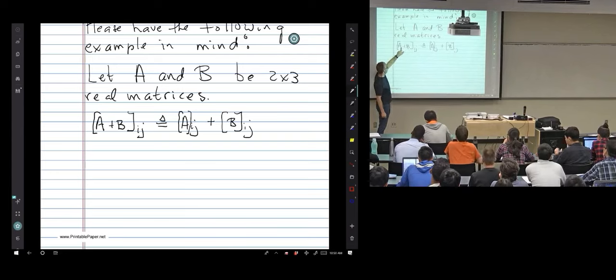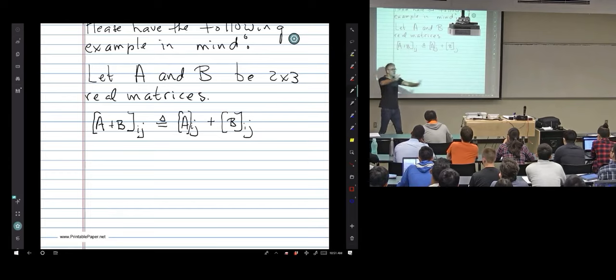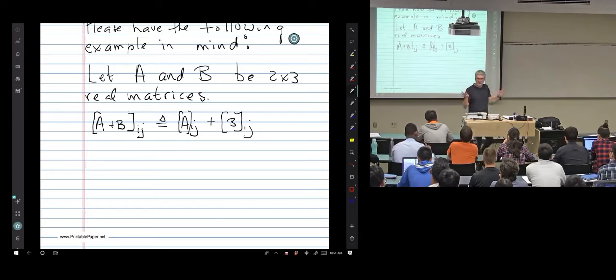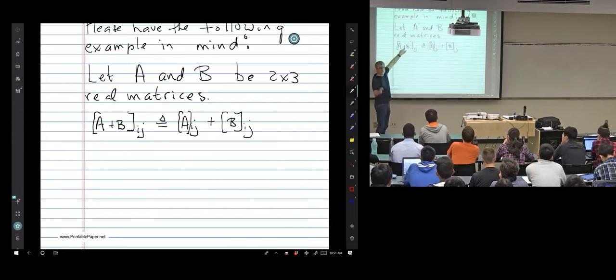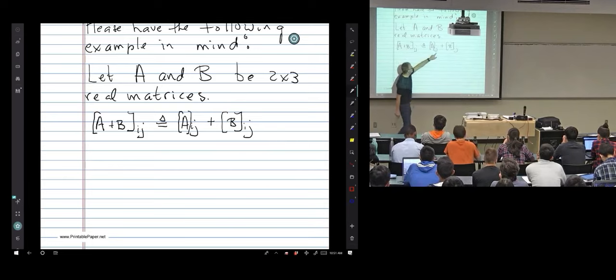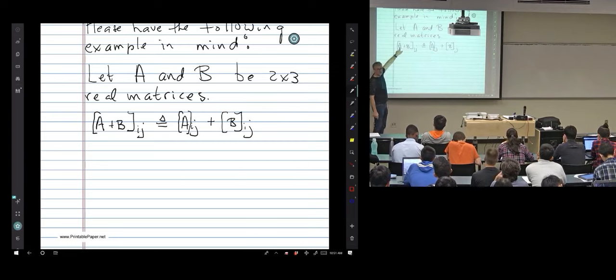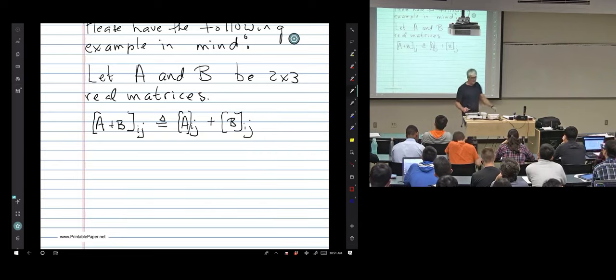But what that sign means here is I just add the corresponding entries. You've done that so many times that you don't even think about it, okay? But what I'm trying to get clear is the symbol here and the symbol here, they're the same, but they don't mean the same thing. This means addition of real numbers, and this is addition in the set of 2x3 matrices, where I add the corresponding entries.